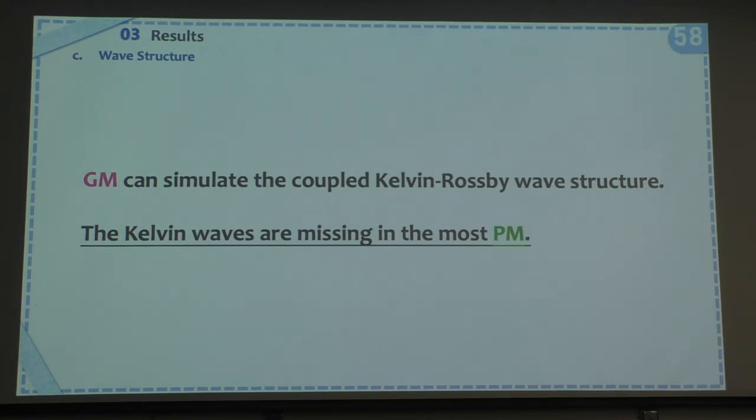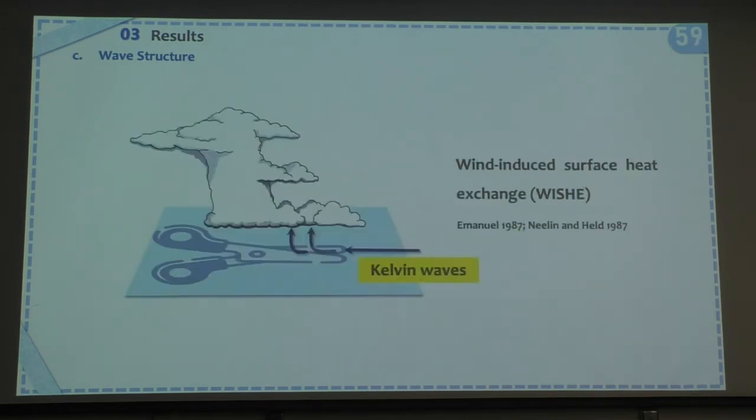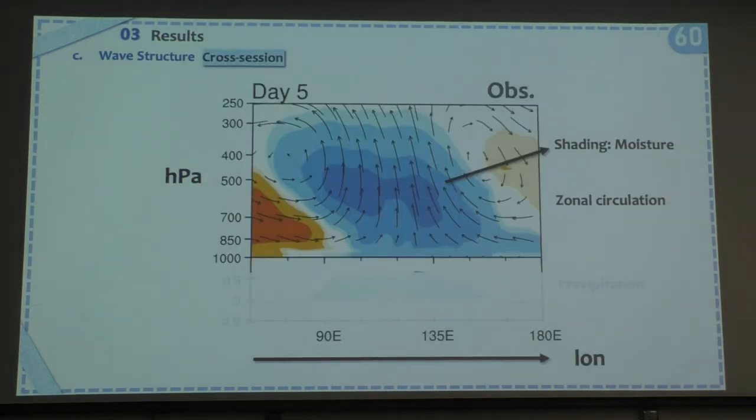How did we connect the Andrew propagation with the Kelvin wave? Because the Kelvin wave will induce a low-level easterly wind. It will trigger the shallow convection in front of the Andrew, based on the wind-induced surface heat exchange mechanism. Many works have shown that if the Andrew convection can propagate eastward, the Kelvin wave is usually existing over here. We can double check this based on the cross-section figure.